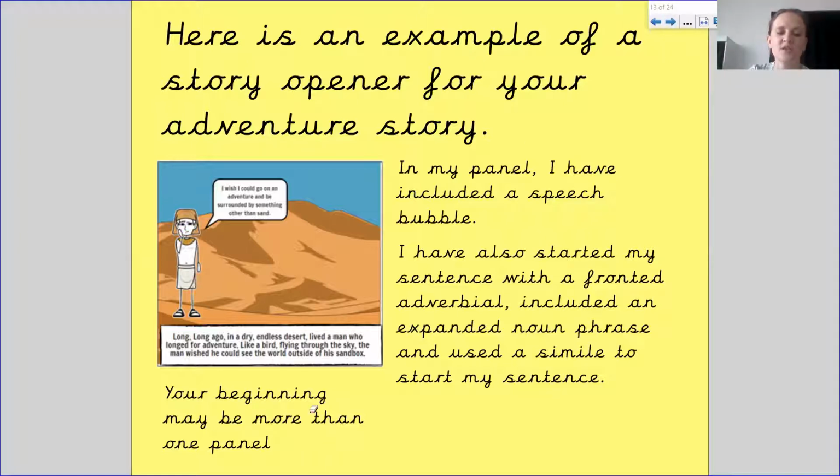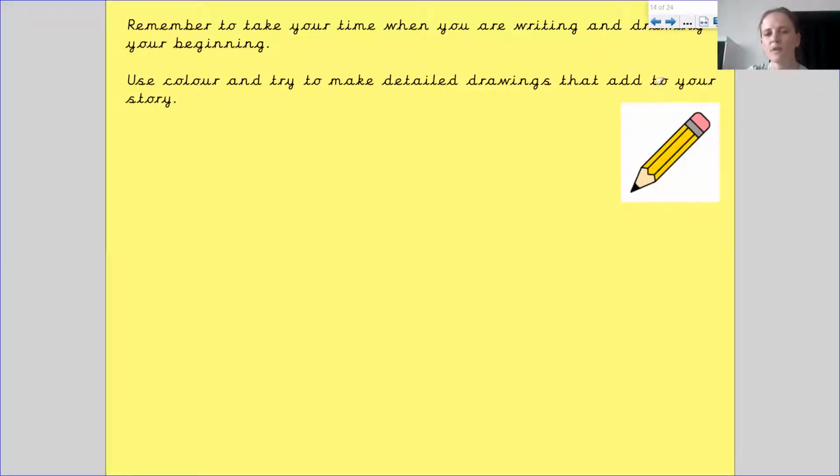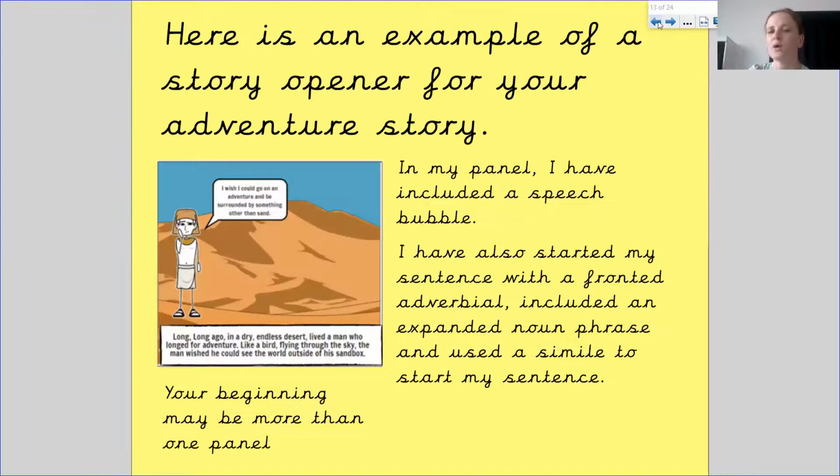And I've also just mentioned at the bottom here, your beginning of your story may include more than one panel. Mine I've just put into one panel, but yours may include more than one panel. So as a reminder, I want you to remember to take your time when you are writing and drawing your beginning. Use some color and try to make detailed drawings that add to your story. Think about what you've planned.